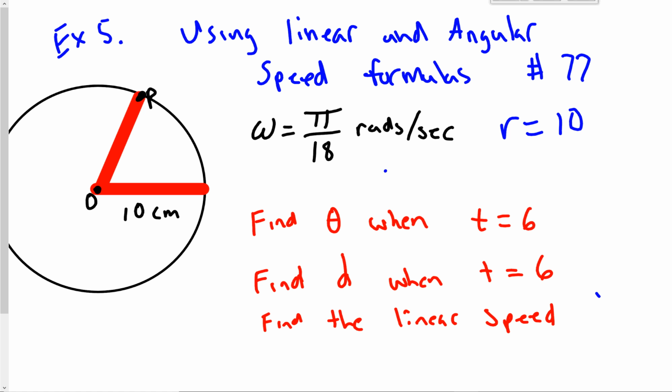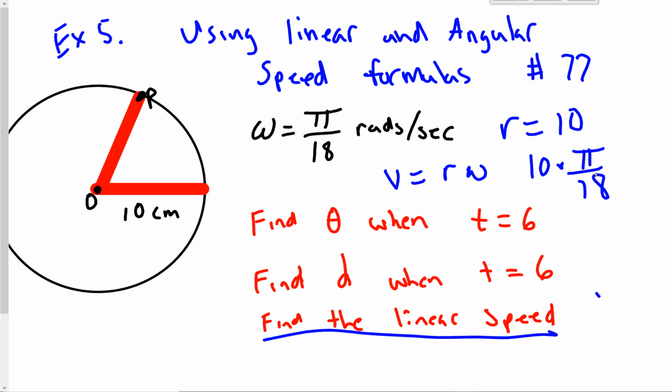Well, I know that my linear speed, as we just talked about, is our radius times our angular speed. So I can multiply those together and I get our linear speed, which is the final question here. So I can easily solve for that. I can just go ahead and multiply those two. So I have 10 times pi over 18. I can reduce these fractions by 2, so that's 5, and that's 9. So our linear speed is just 5 pi over 9. So that was pretty easy.